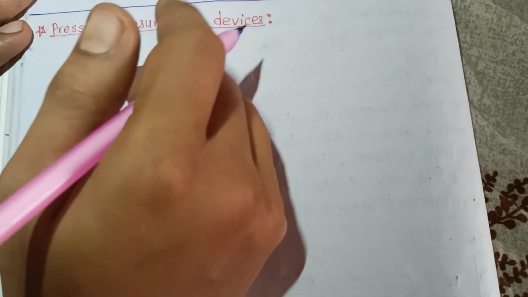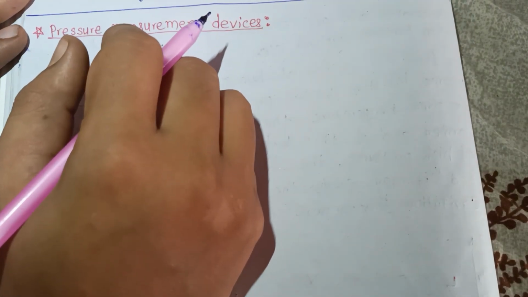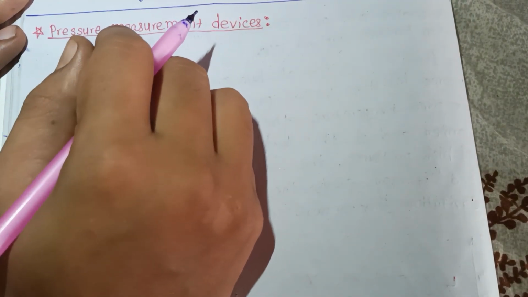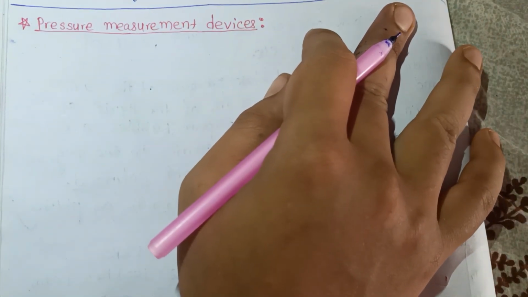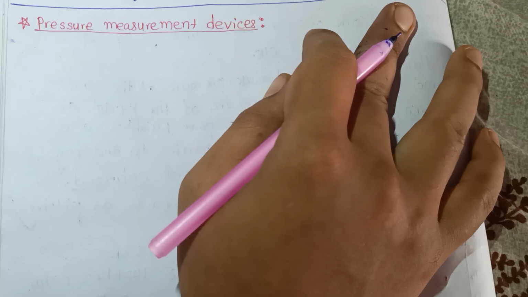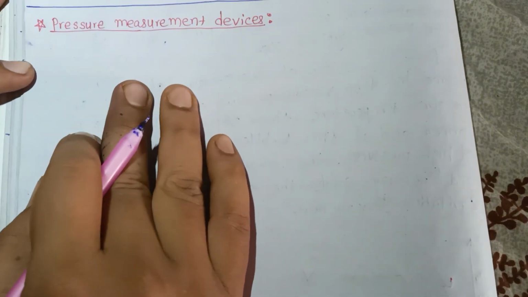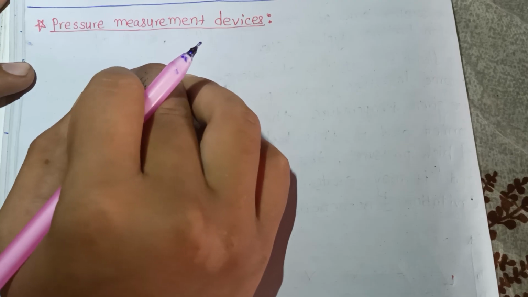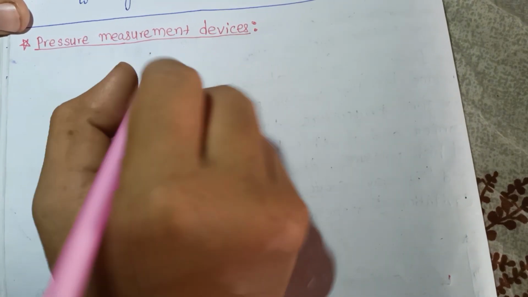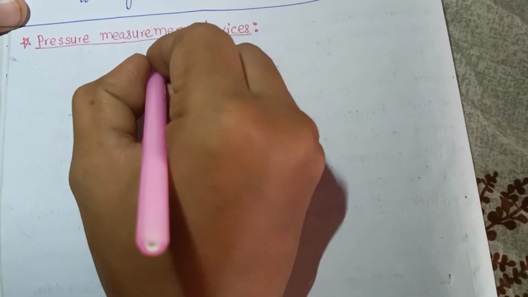In this lecture, we'll understand the pressure measurement devices. There are three types of devices: barometer, manometer, and mechanical gauge. The barometer measures the atmospheric pressure, and there are manometers and mechanical gauges. So let's write the types of devices.